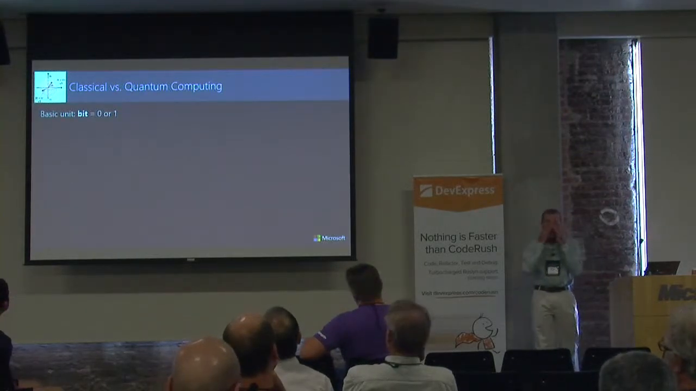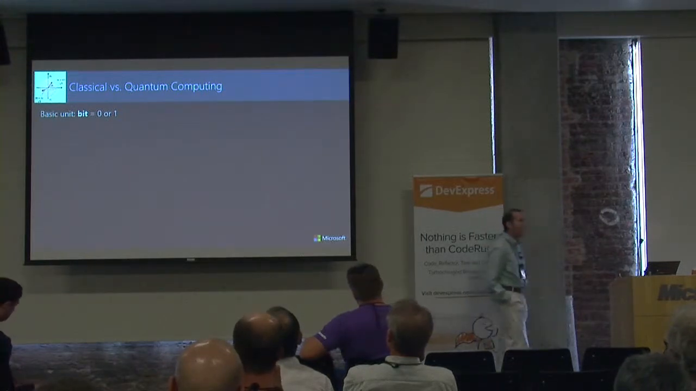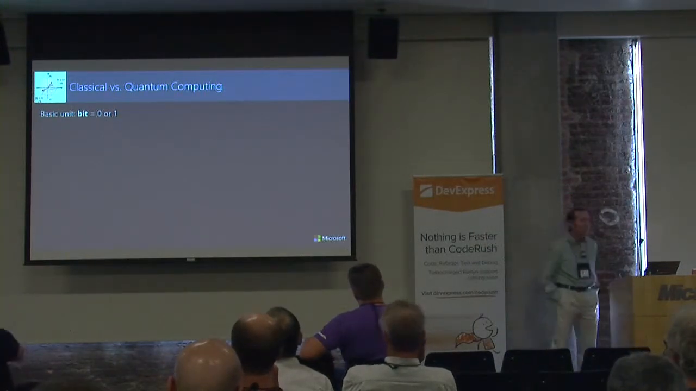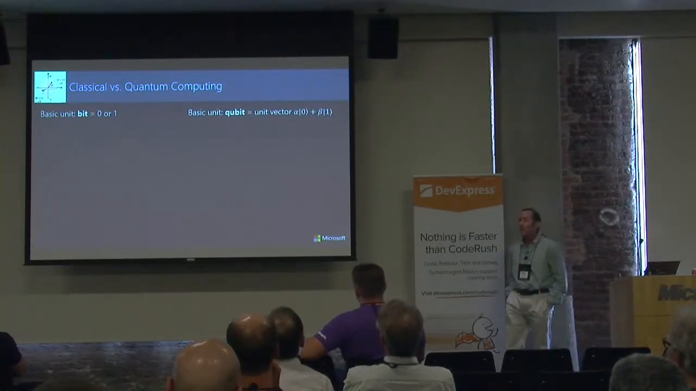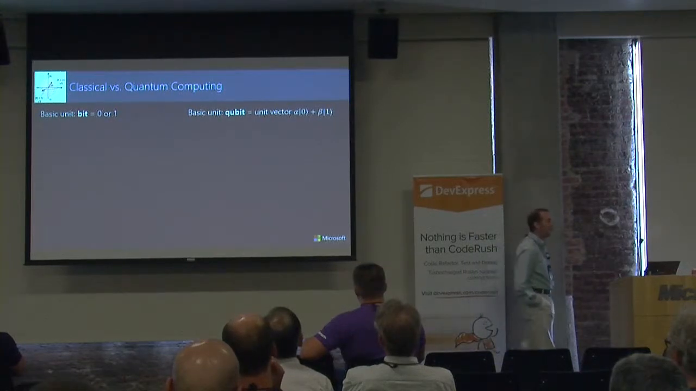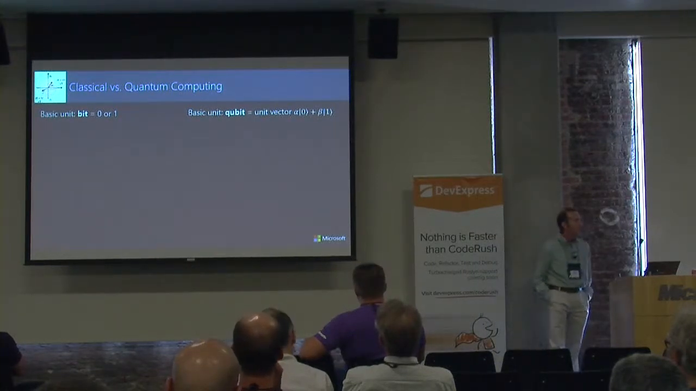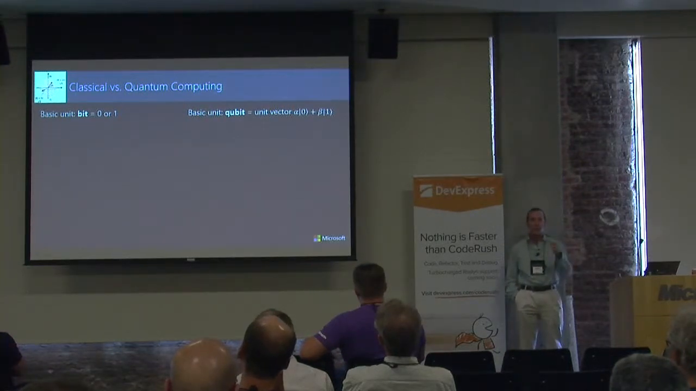So let's start with the basics. We're using buzzwords, so let's actually get down to what do we really have. Everybody knows and loves bits. We have a 0, we have a 1. Everybody's happy. A qubit is a superposition of a 0 and a 1. What it means, it's some combination of information about the 0 and about the 1. It's not just that it's somewhere between 0 and 1.